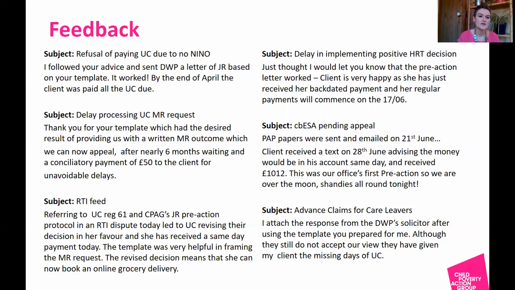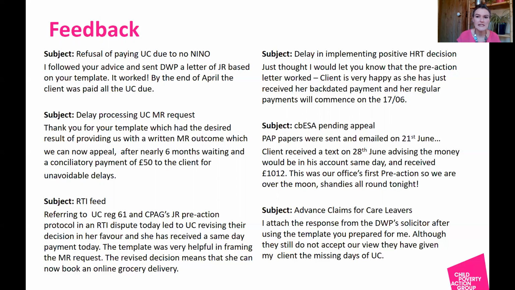So, delay processing a monetary reconsideration request. Thank you for your template, which had the desired result of providing us with a written monetary reconsideration outcome decision, which we can now appeal after nearly 6 months of waiting and a conciliatory payment of £50 to the client for unavoidable delays. So notably there, the issue was not resolved for the client in that a monetary reconsideration decision was not made in her favour, but it opened up her appeal rights. So it was still successful, but not in the best way we would have hoped for, but it opened up her appeal rights. And I don't know if she went on to be successful at appeal. And she also got a £50 conciliatory payment, which I have not seen before or since, but it could happen.